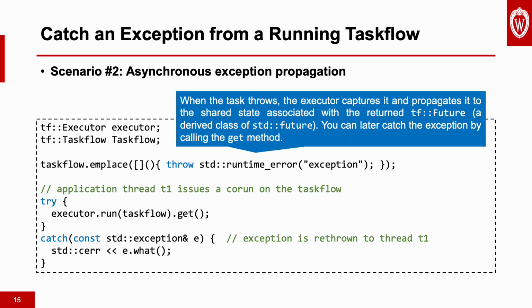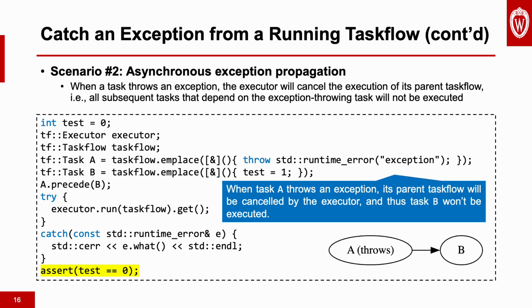The second example is catching an exception from a running taskflow. Here, I have a taskflow with one task that will throw. When we run this taskflow, we can get a future object. Now, when a task throws, the executor captures it and propagates it to the shared state associated with the future object, from which you can catch the exception by calling the get method.